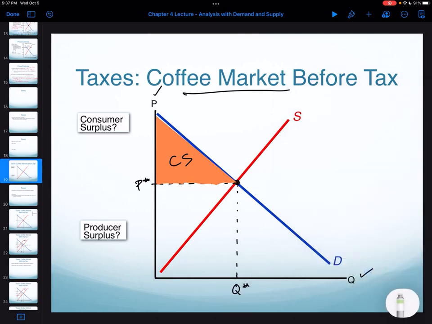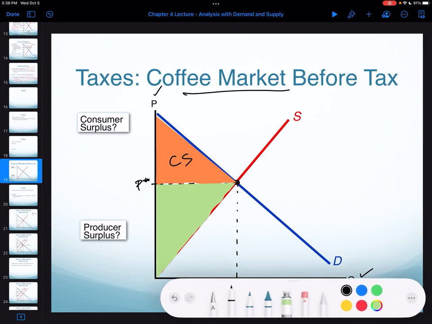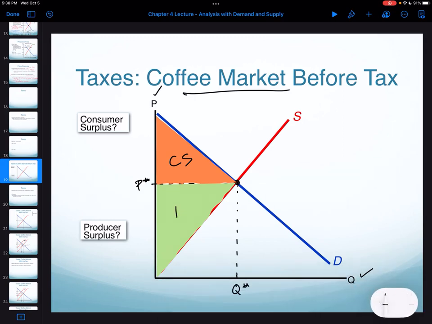Let's go with a nice pastel green. And producer surplus is this triangle down here, okay? I'll try to do it as best I can, okay, it's a little wavy, but I never did that well as a kid with my coloring book. So, producer surplus down here, okay? All right, so we've done all this before. This is our market in equilibrium. This is the consumer and producer surplus before the tax.